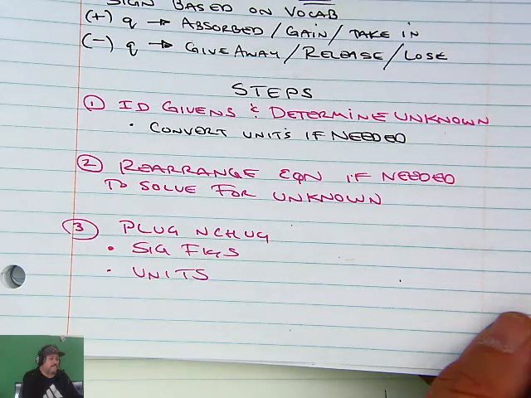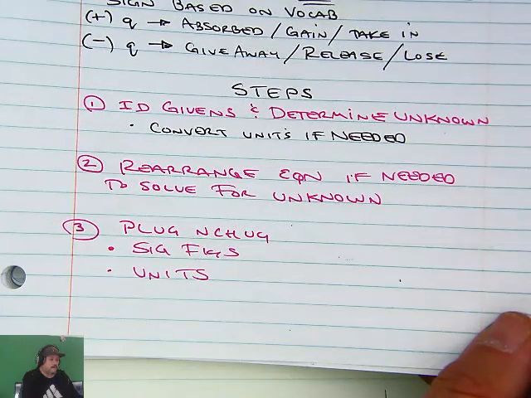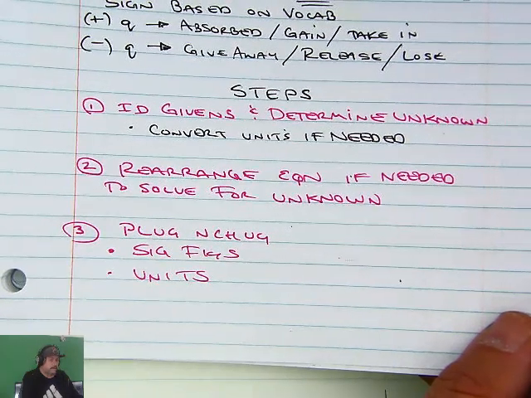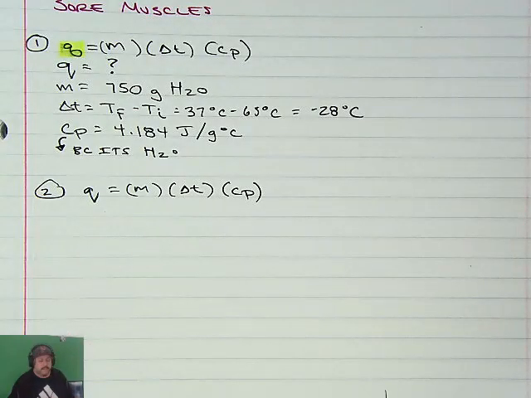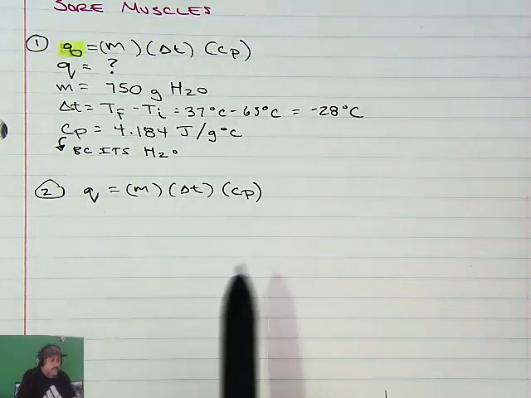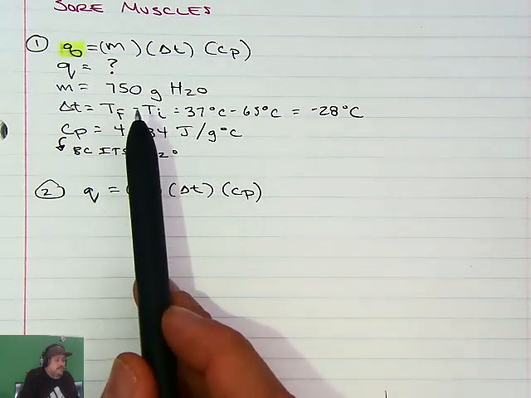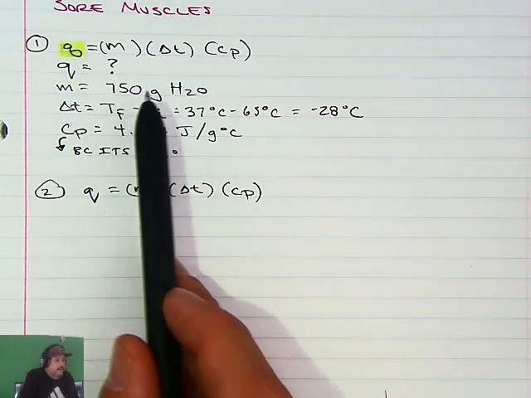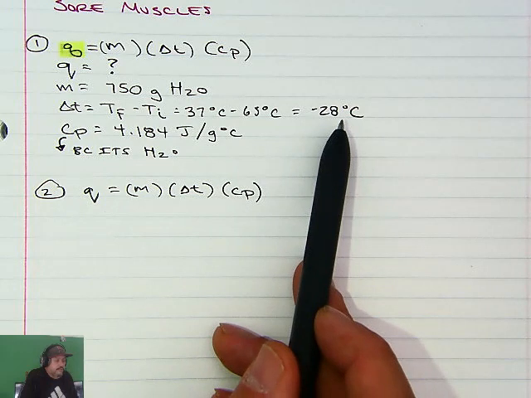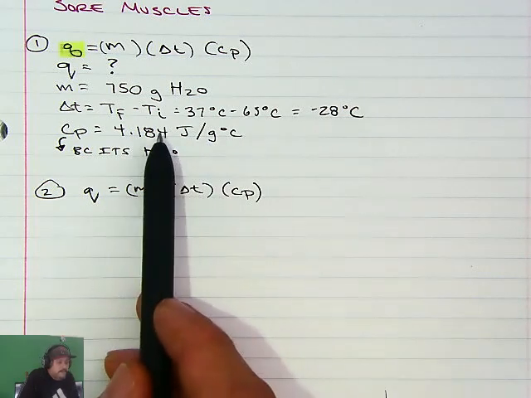We have to remember sig figs, and the units have to be the proper units. Okay? What are the proper units? For this type of problem, energy is going to be in joules, mass is in grams, and degrees Celsius for temperature. And to be honest, here's a secret.